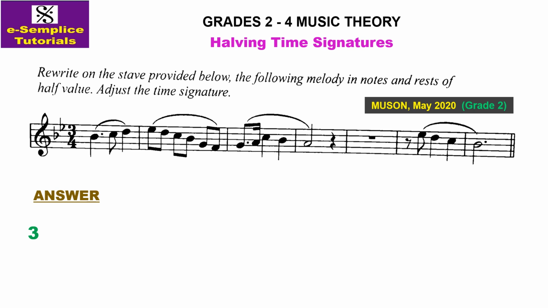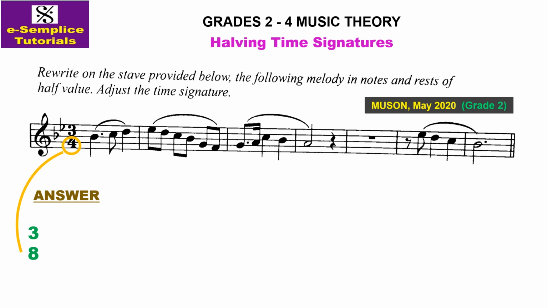Remember, the top number is not affected by the halving process, so you bring down the 3, but the bottom number will be affected. 4 signifies a crochet. If you have a crochet, you'll have a quaver, and the figure 8 signifies a quaver. Now we will go bar to bar, halving the notes and rests.